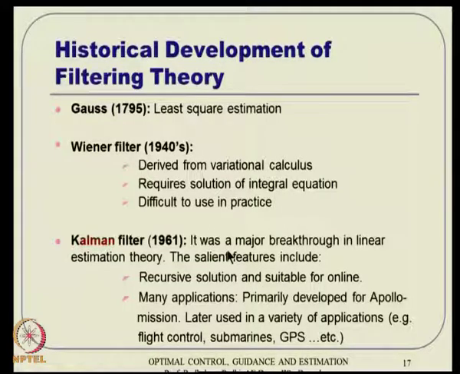Okay, so he proposed something which was readily understood, and it actually had a recursive solution. Hence, computationally it is very less demanding and things like that. That's why it became quite popular actually. Around 61 it was a major breakthrough in linear estimation theory, and its salient features include a recursive solution and suitability for online applications. Subsequently it has been applied in almost all applications of engineering, all domains of engineering.